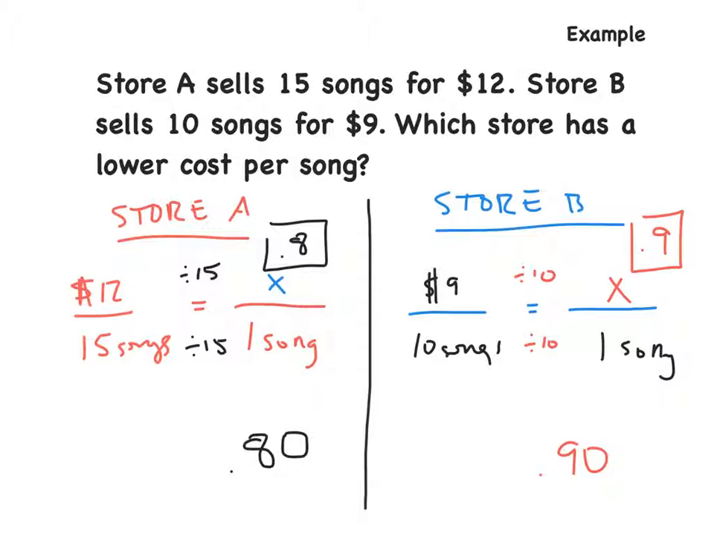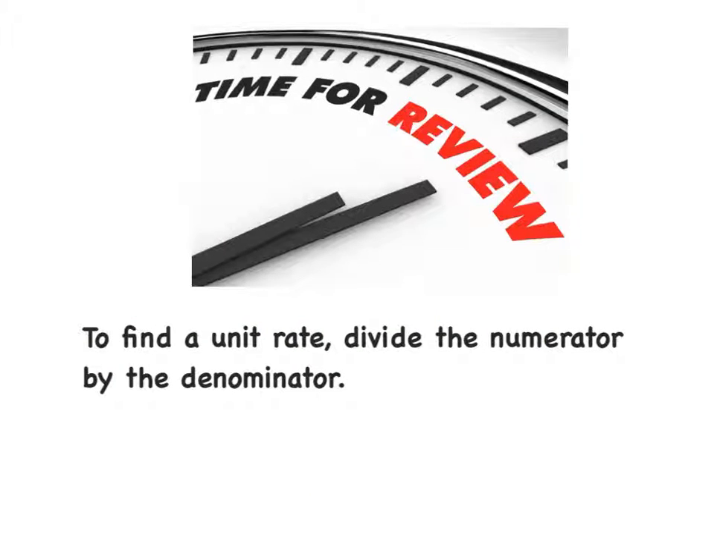So now I want to figure out which store has the lower cost per song. Do I want to go with store A that has 80 cents per song, or do I want to go with store B that has 90 cents per song? Well, the cheaper one is store A because it has 80 cents per song instead of 90 cents per song. Time for a quick review. To find the unit rate, remember you must always divide the numerator by the denominator.